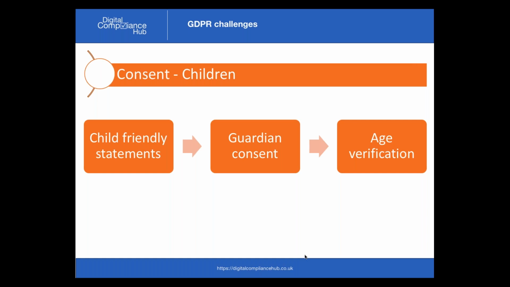So you'll need to think about how you're going to verify that somebody is a child or not, particularly if you have a service which may be used by children but isn't primarily aimed at children. So two clear areas of consent that are changing: the consent mechanism as a whole, and how that varies when it comes to children.